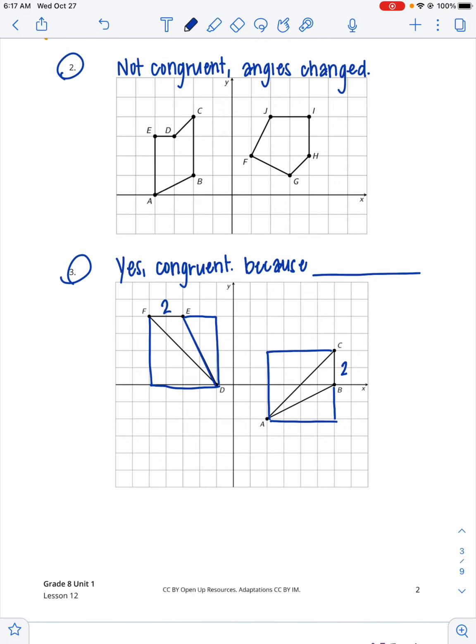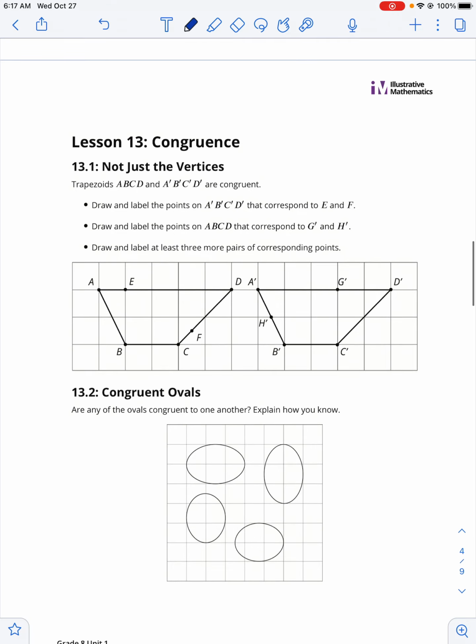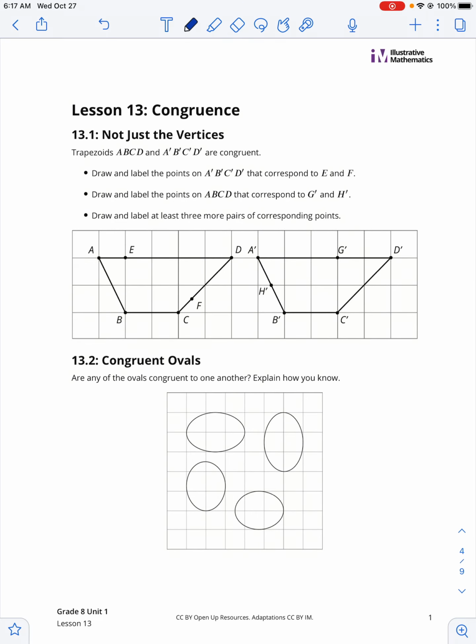Okay, so those are kind of the most important points from lesson 12. And today in class, we worked on lesson 13, congruence. In 13, congruence, we continued to practice finding shapes that are congruent, but we refocused on less familiar shapes, including talking about ovals, talking about irregular polygons, or shapes that are less familiar to us. And 13.1 is a good example.